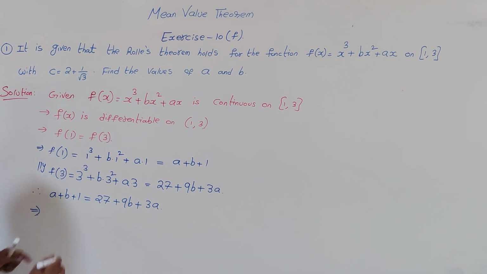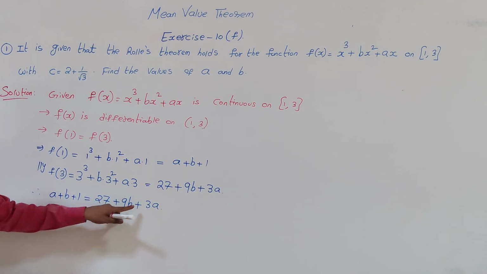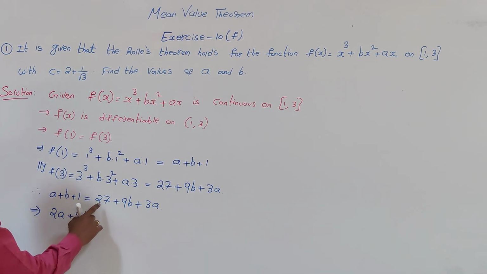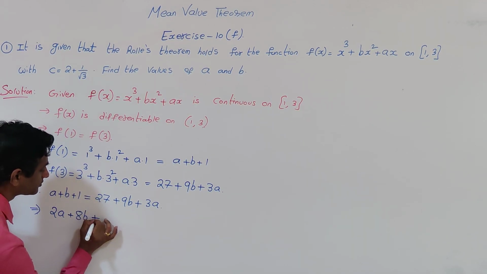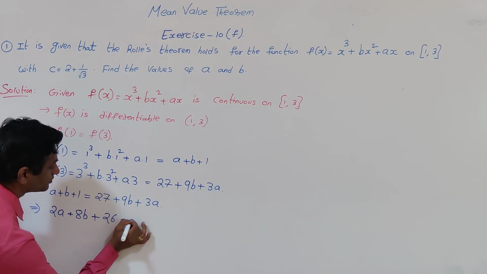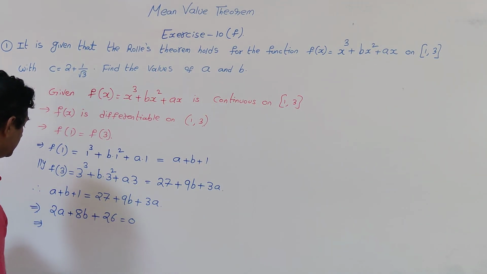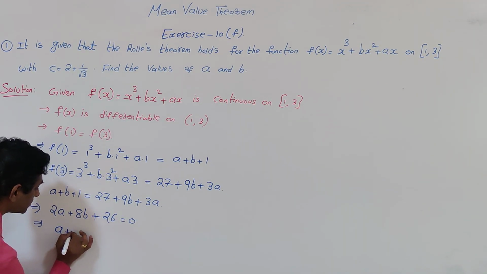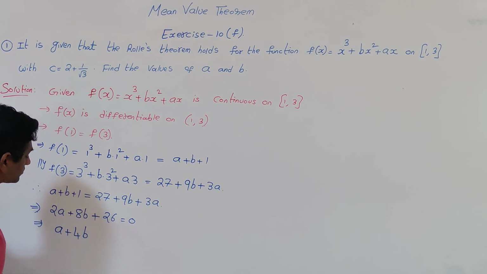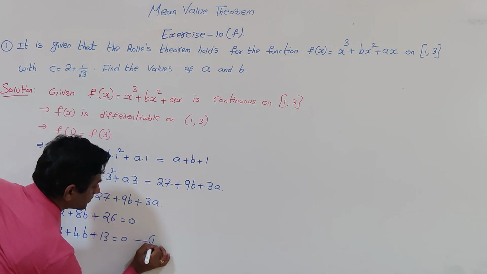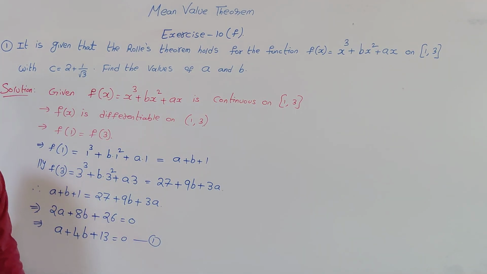3a minus a gives 2a, 9b minus b gives 8b, 27 minus 1 is 26, equal to 0. If you take 2 common, it will be a plus 4b plus 13 is equal to 0. So this is equation 1.